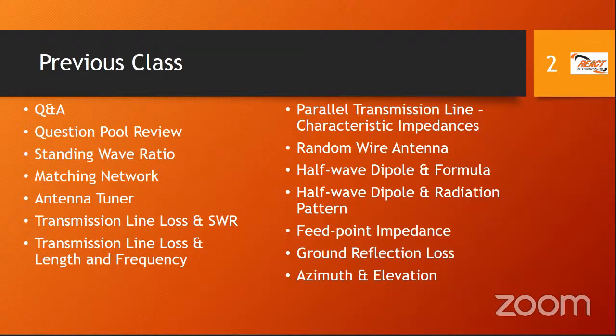as well as parallel transmission line characteristics or characteristic impedances. We also had a look at the random wire antenna, also the half-wave dipole and its formula, as well as its radiation pattern. We also discussed the concept of feed point impedance, and then we went on to ground reflection loss, and finally we had a brief discussion on azimuth and elevation.